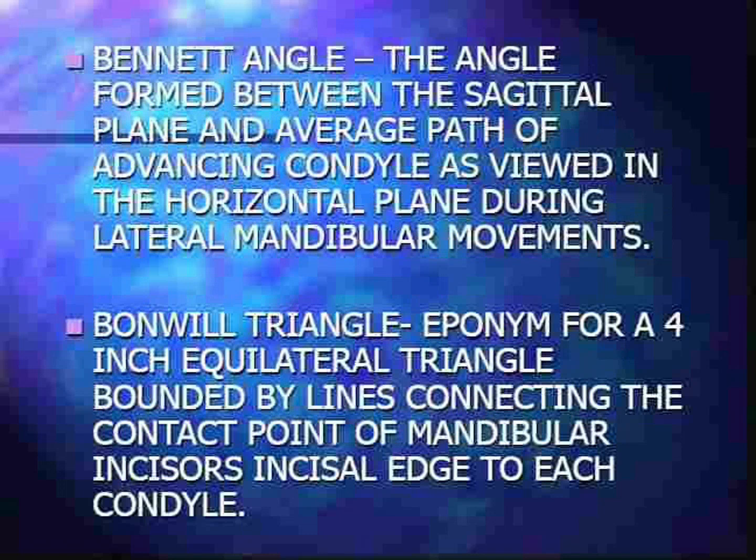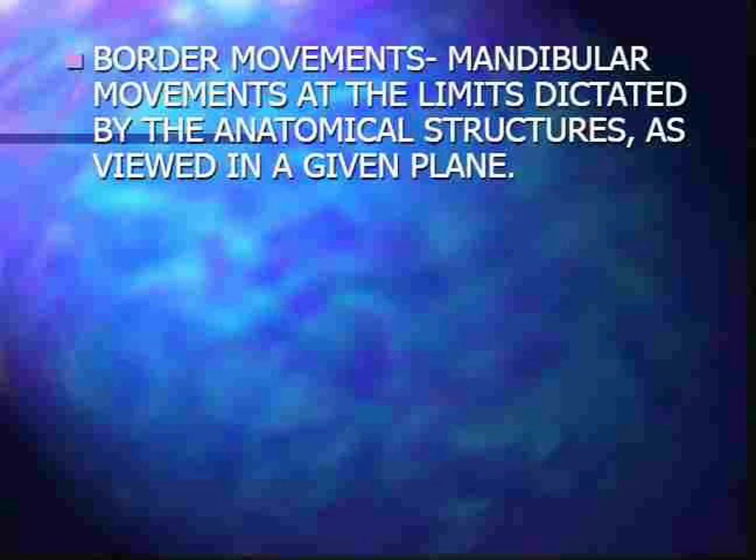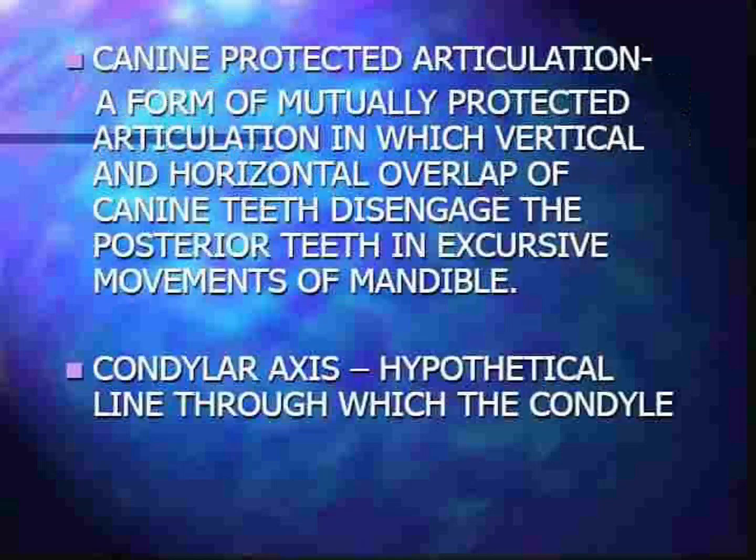Bennett angle. This is the angle formed between the sagittal plane and the average path of the advancing condyle. Bonwill triangle. This is an eponym for a 4-inch equilateral triangle bounded by line angles connecting the contact point of the mandibular incisors' edge to each condyle. Border movements of the mandible are the limits dictated by the anatomical structures as viewed in a given plane.